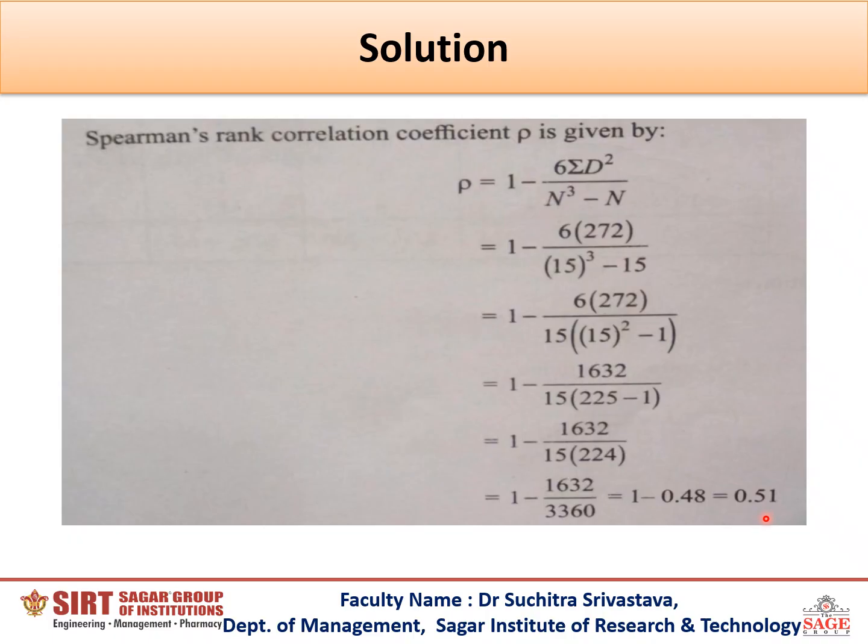ये 0.5 बीच में है, मैंने आपको बताया था, ठीक है। तो पहली बात तो ये प्लस में आया है तो हम कहेंगे कि पॉजिटिव कोरिलेशन है। तो हम इंटरप्रेट करेंगे कि देयर इज मॉडरेट, 0.5 बीच में है मतलब मॉडरेट के आसपास है, तो we will interpret that there is moderate positive correlation between marks in the two subjects.